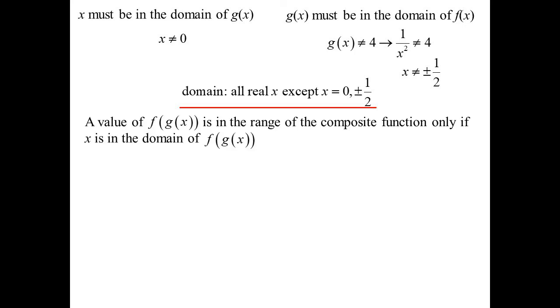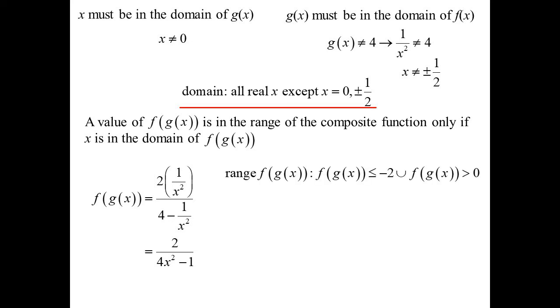Now the range, this is what we said. A value for the composite function, so whatever the answer is going to be, is in the range only if the x value that gets that answer is in the domain. I think it's easier just to work out what the actual composite function is and have a look at that. So if I substitute in 1 on x squared, I end up with 2 over 4x squared minus 1. And I think it's just easier to look at that and go, well, what is the range of that function?